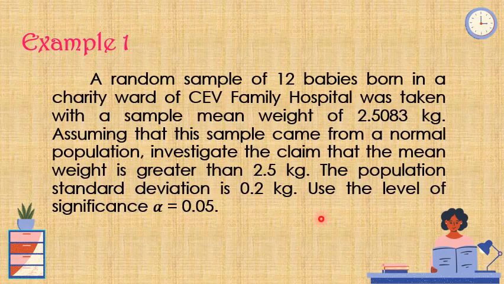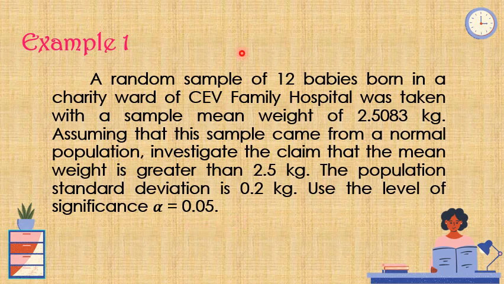So, example 1. A random sample of 12 babies born in a charity ward of CEV Family Hospital was taken with a sample mean weight of 2.5083 kilograms. Assuming that this sample came from a normal population, investigate the claim that the mean weight is greater than 2.5 kilograms. The population standard deviation is 0.2 kilogram. Use the level of significance alpha of 0.05.